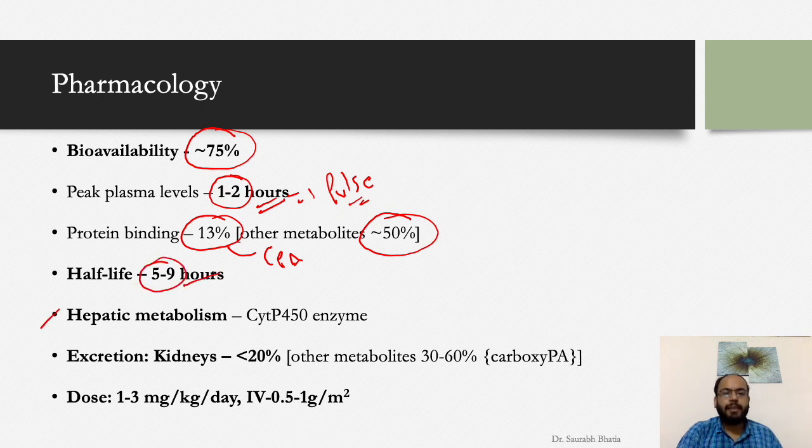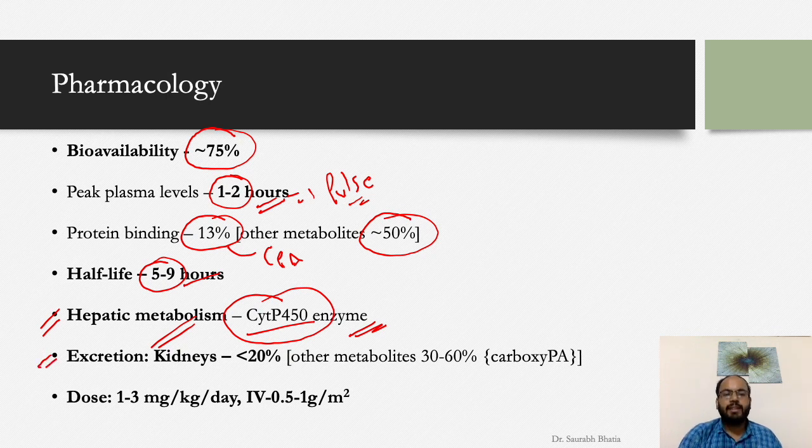It undergoes hepatic metabolism by the cytochrome P450 enzyme, which is a very important enzyme we all know. We should know about 5 to 6 drugs that increase cytochrome P450 activity, or 5 to 6 drugs that decrease its activity and thus have an effect on cyclophosphamide metabolism and also its clinical efficacy and side effects. So we should remember that cytochrome P450 is responsible for metabolism of cyclophosphamide.